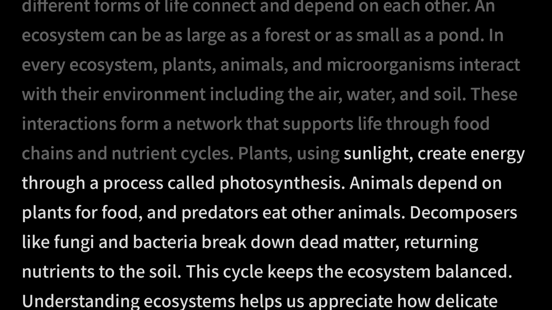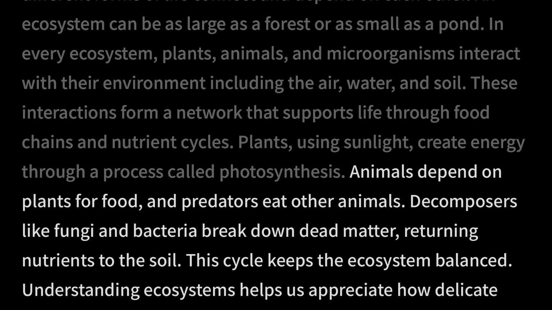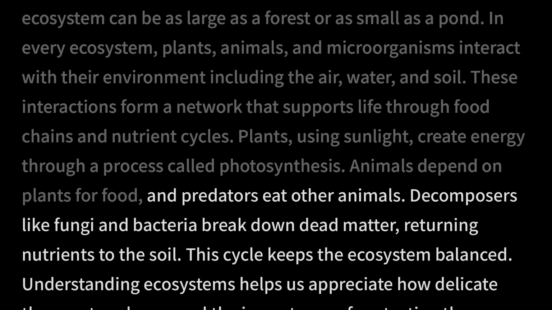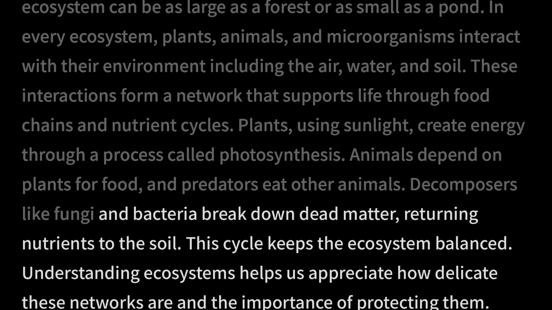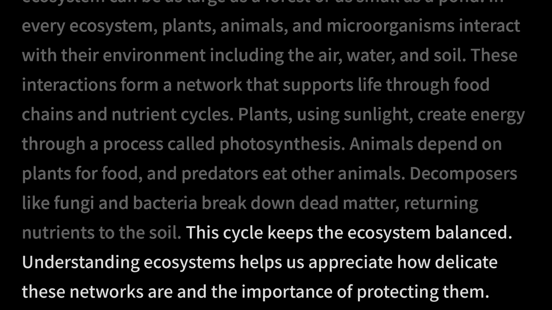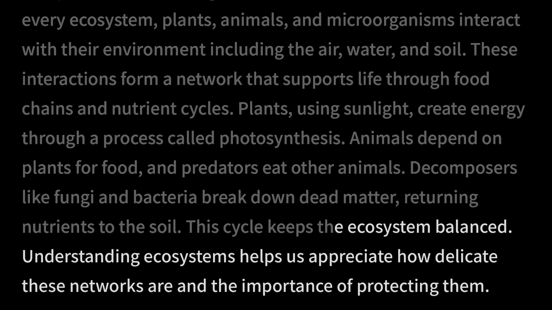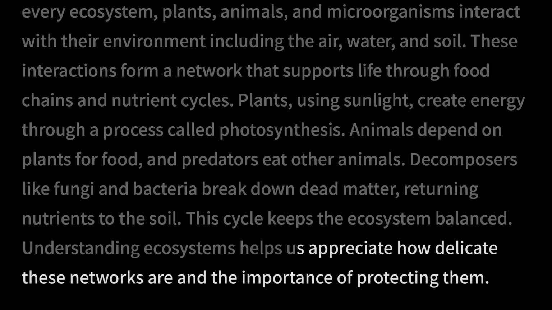Plants, using sunlight, create energy through a process called photosynthesis. Animals depend on plants for food, and predators eat other animals. Decomposers like fungi and bacteria break down dead matter, returning nutrients to the soil. This cycle keeps the ecosystem balanced. Understanding ecosystems helps us appreciate how delicate these networks are and the importance of protecting them.